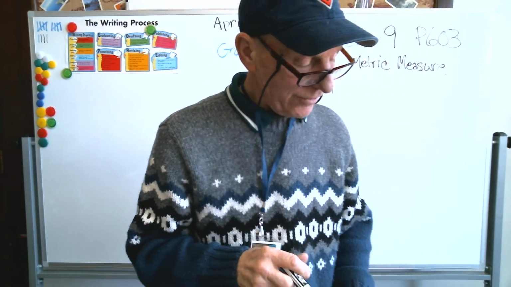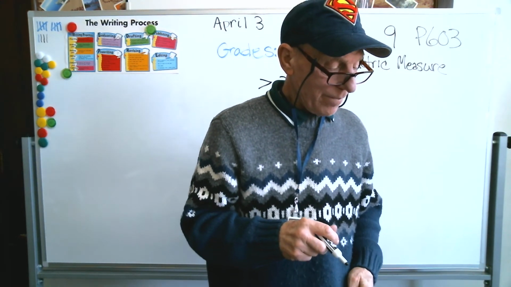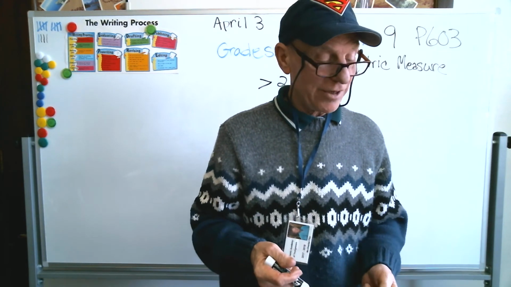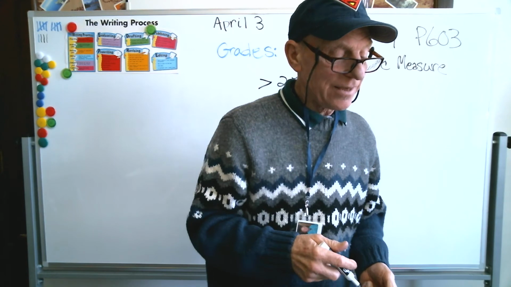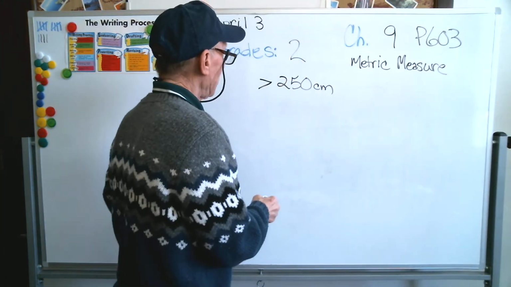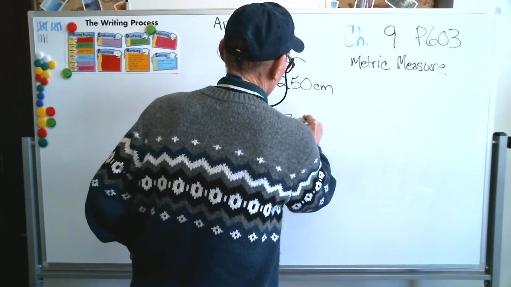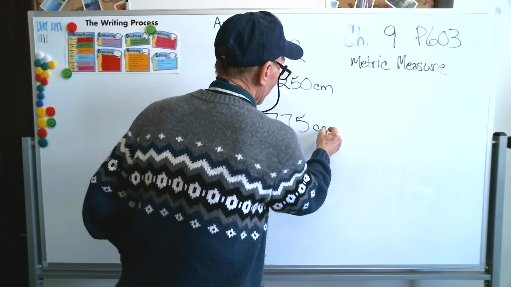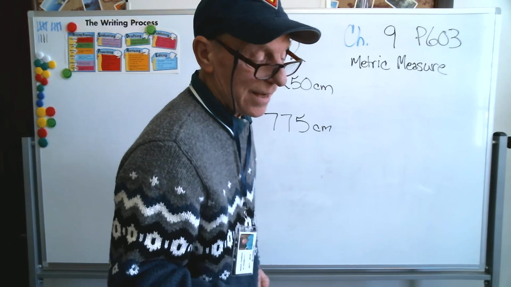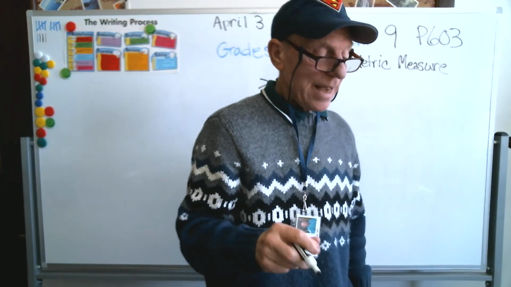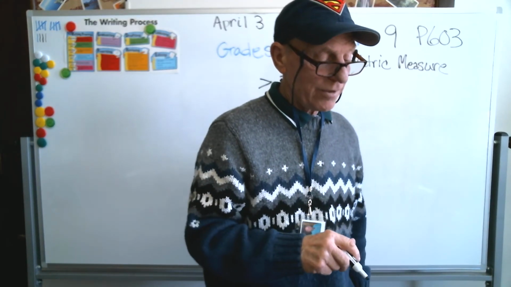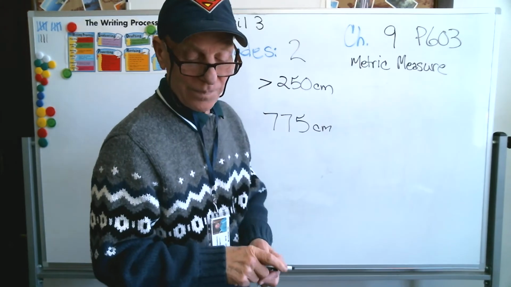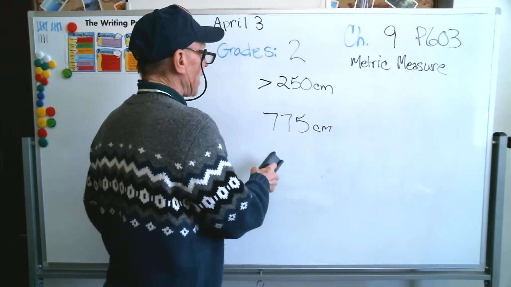Mrs. Sanchez, so he has 250 more centimeters of tape than Mrs. Sanchez. Mr. Lot has 775 centimeters. So that's what he's got altogether, 775 centimeters. And he's saying that he has 250 more centimeters than Miss Sanchez. So now you want to figure out how many Miss Sanchez has.